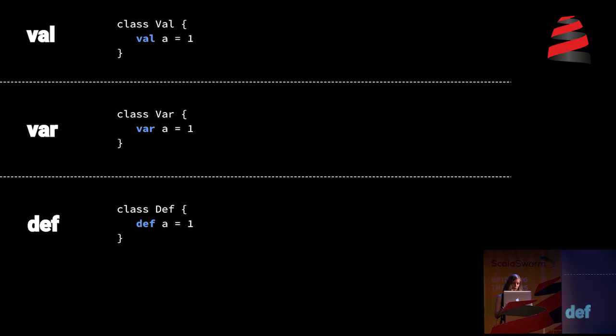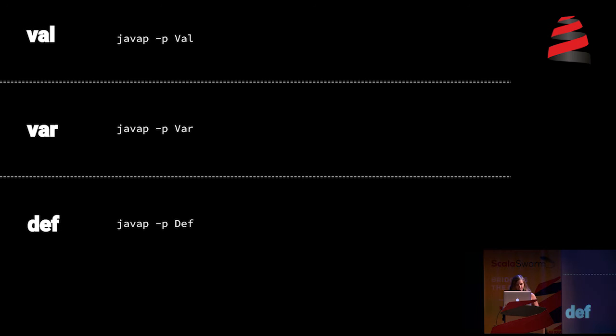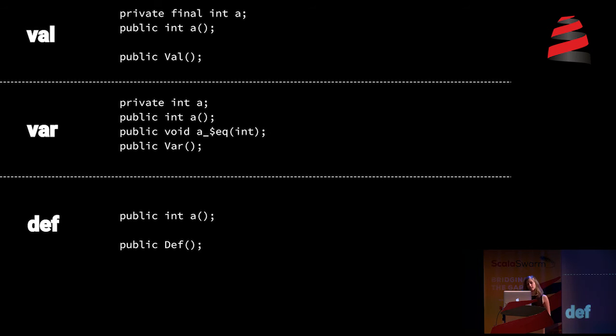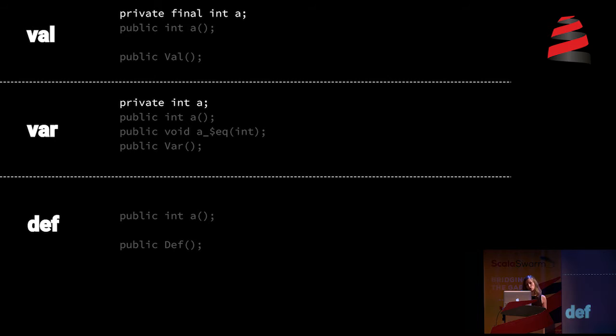So here I wrote 3 classes, val, var, and def. Each of them holds a member A that equals 1, and the only difference is the type of A, which is val, var, and def. Now I use javap to print the methods and members, and this is what I got. The first thing we can see is that both val and var have a private integer A. We can see that it is final for val, which makes sense and corresponds to the immutability of a val.